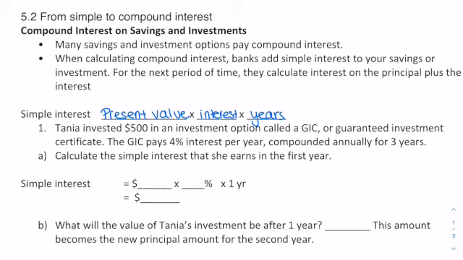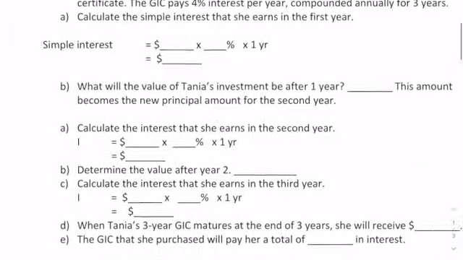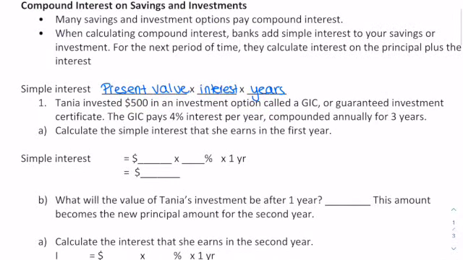Tanya invested $500 in an investment option called a GIC, or Guaranteed Investment Certificate. This pays her 4% interest per year, compounded annually for 3 years. So we're going to do just the first year for this right now. So we have $500 times 4% times 1 year. If you pop that in your calculator, don't forget the percentage button, you will get $20.